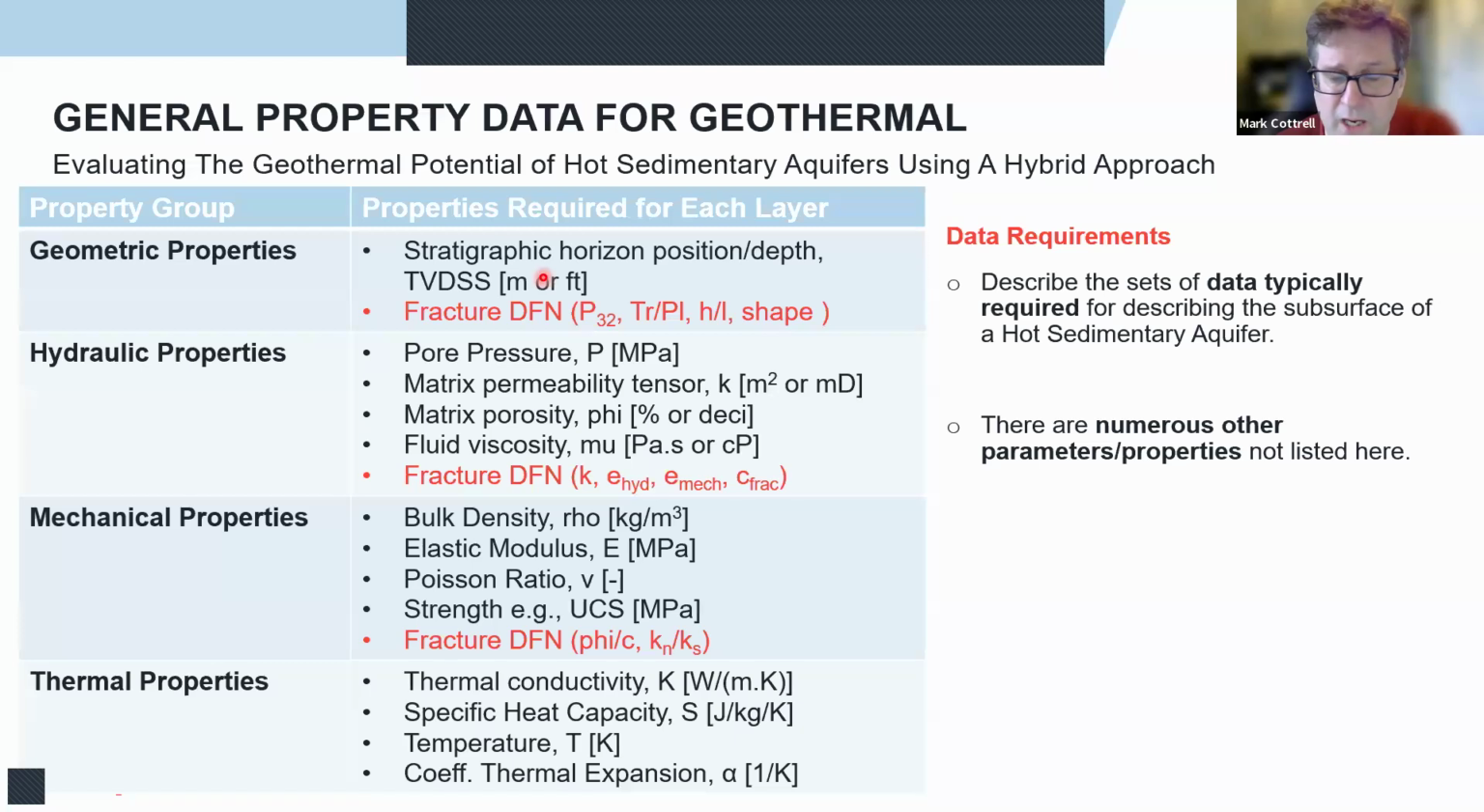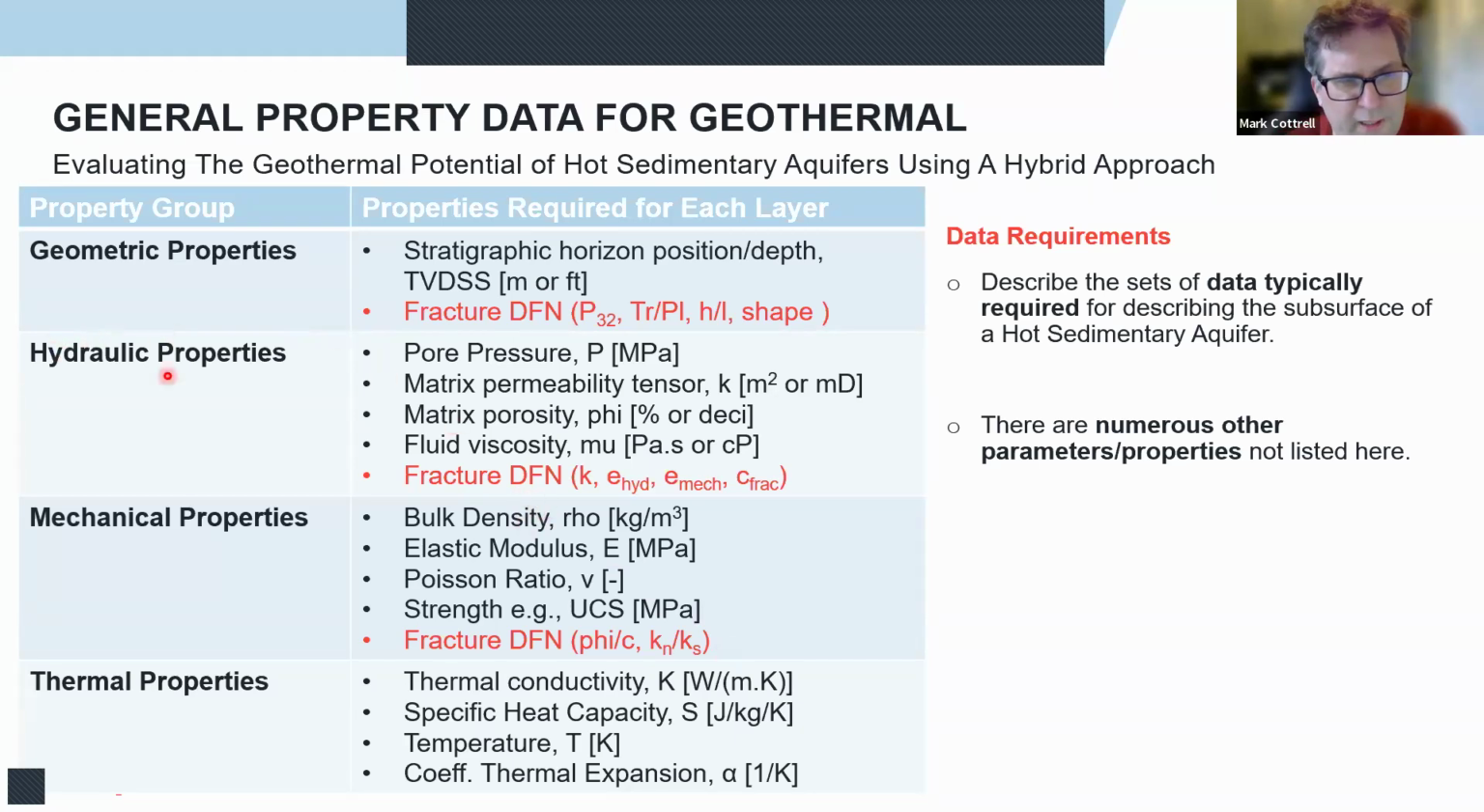I've said it was a hybrid approach. So it's not just about describing matrix properties. It's about describing the fracture network that also exists in that description. So the red text in each of these columns is the fracture components. The black text is the sort of more matrix-based components.